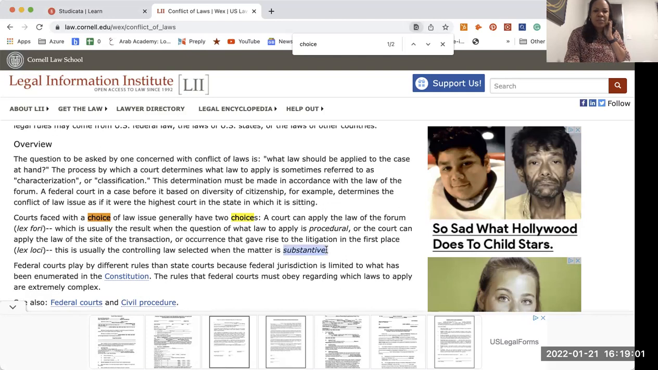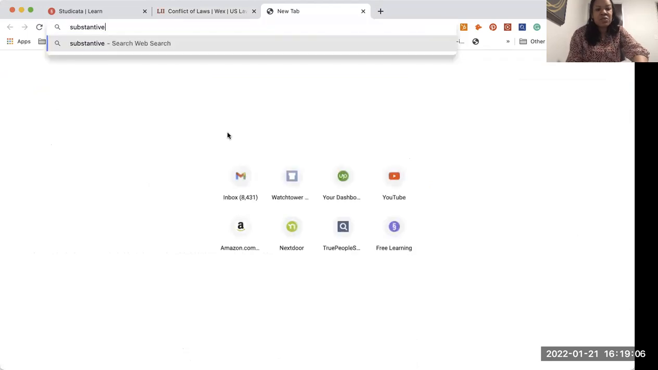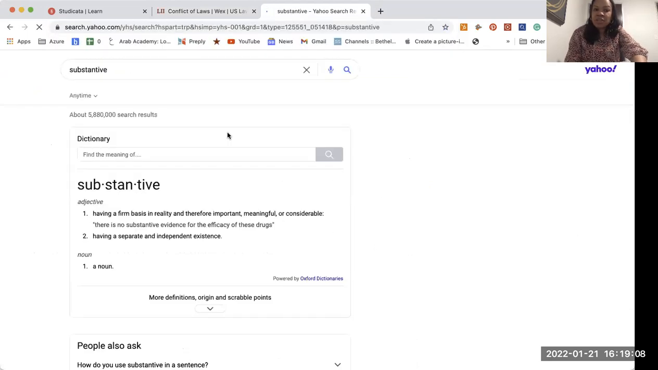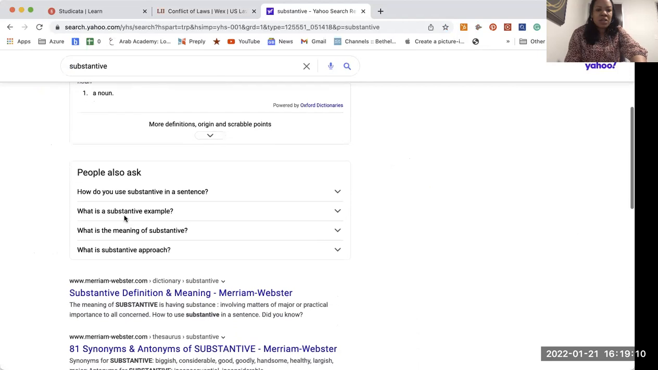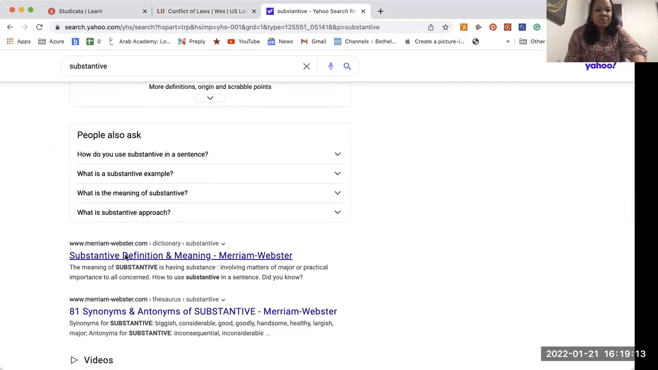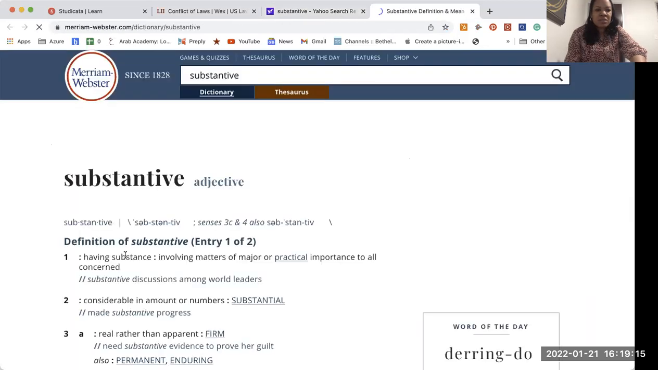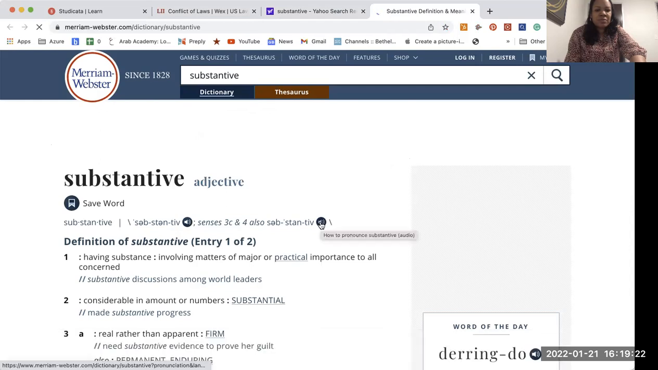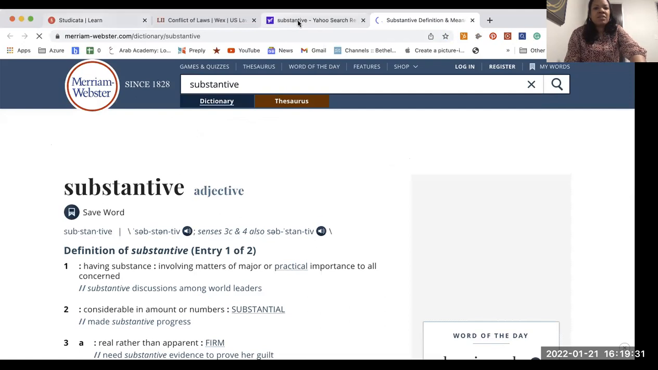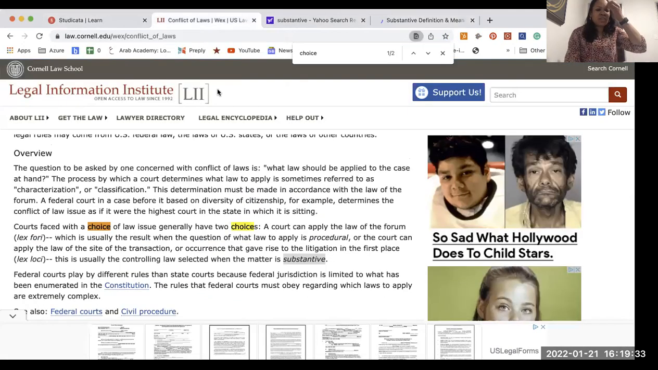I don't know, but I've been seeing it over and over again, and honestly, I haven't done it. So we're going to listen to how you pronounce it so that we can educate ourselves. Let's see, Merriam-Webster, do you have audio here? No. Oh, here we go. Substantive. So I was wrong. That's how you pronounce it. All right, so let's go back here.